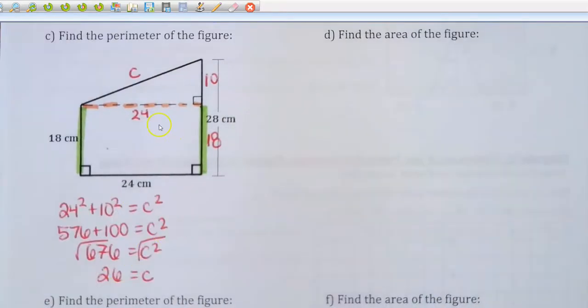You can see I went through and did my Pythagorean Theorem: 24 squared plus 10 squared. I labeled the side we didn't know c, like the Pythagorean Theorem, a squared plus b squared equals c squared. You end up with 26.